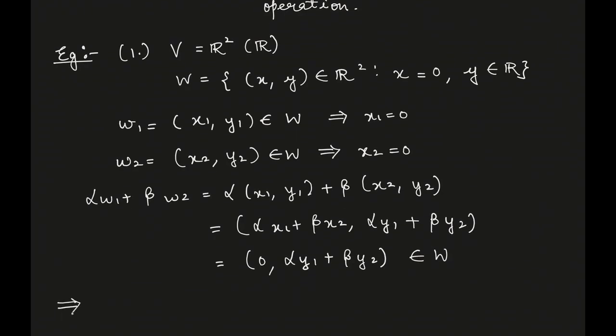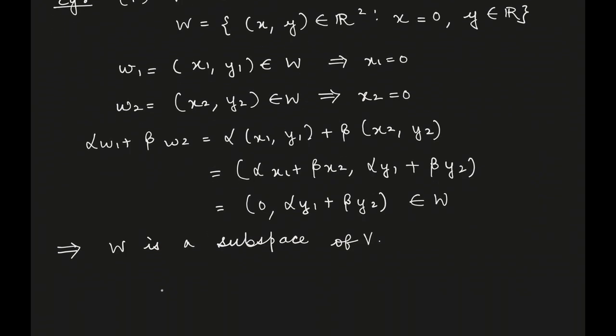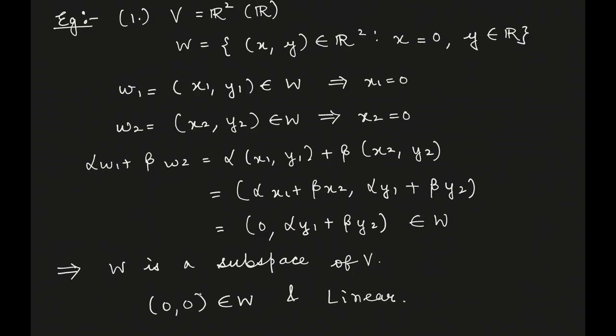So W is a subspace of V. Or I can apply the trick also. Here the additive identity (0, 0) belongs to W, and also it is linear. So W is a subspace of V.